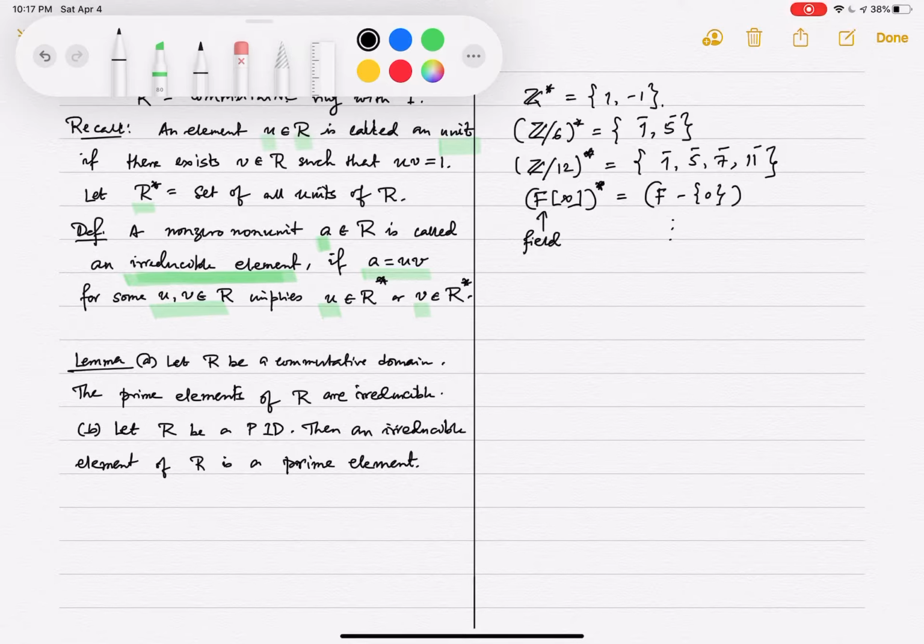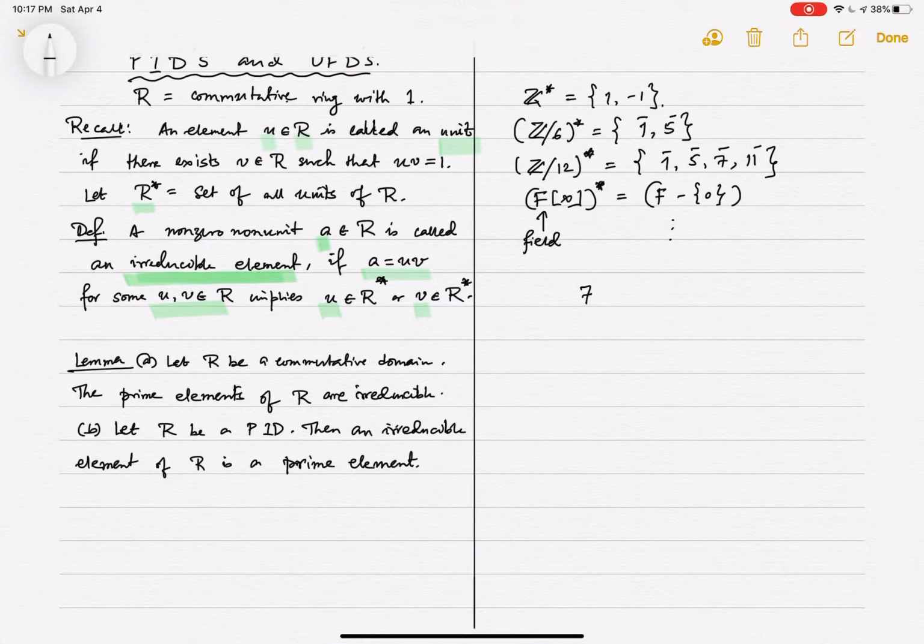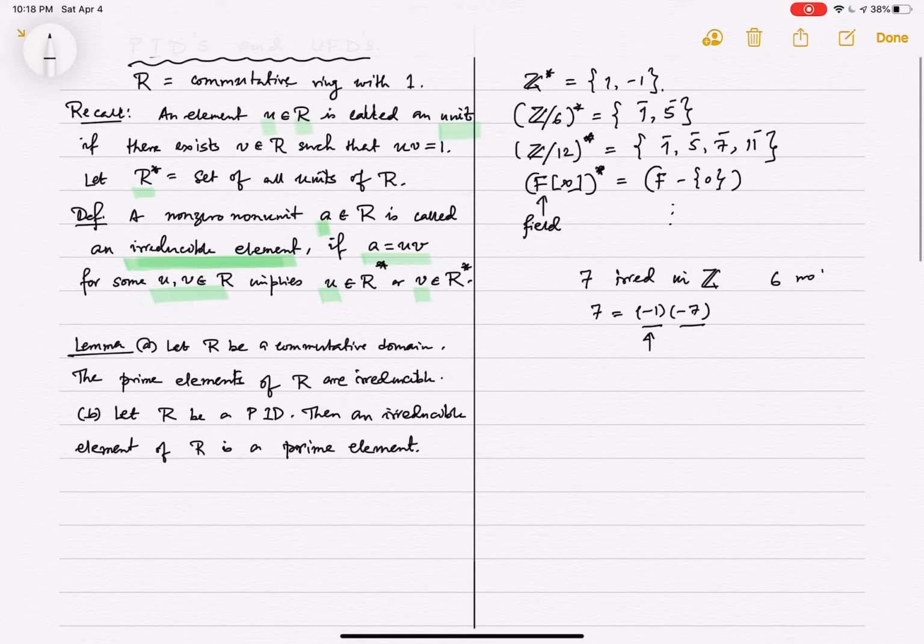For example, 7 is an irreducible element in Z because you cannot factor it. Well, you can write 7 as minus 1 times minus 7, but one of them is a unit, so this doesn't count as a factorization. Whereas 6 is not an irreducible element in Z, since you can write it as a product of two things, none of them units in Z. Okay, so that's some basic language that we already knew.